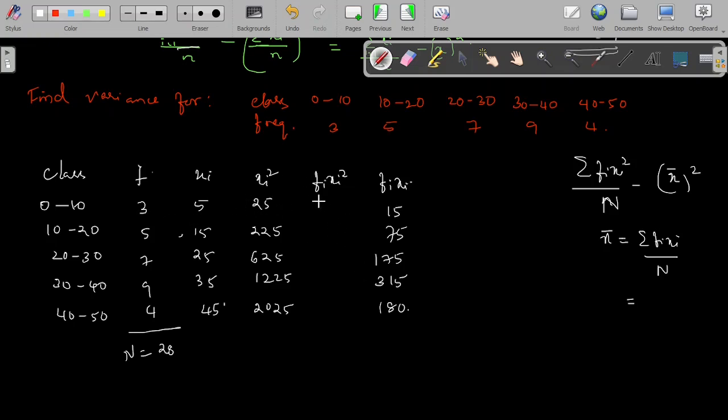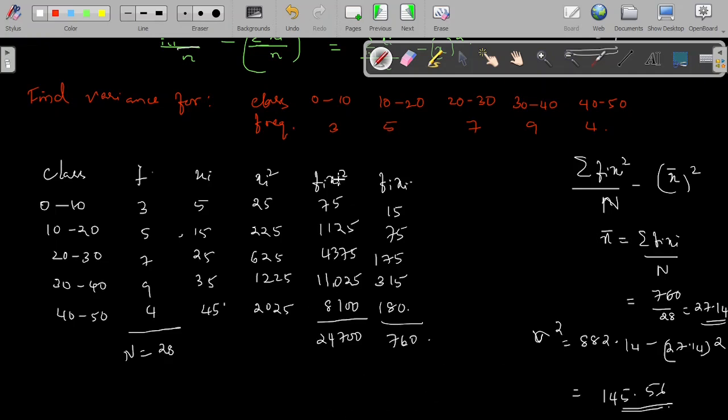25 3s are 75. Then 225 5s are 1125. Then 625 7s are 4375. Then 1225 9s are 11,025. Then 2025 fours are 8,100. So I need this sum now. This sum is 24,700 and this column sum is 760.